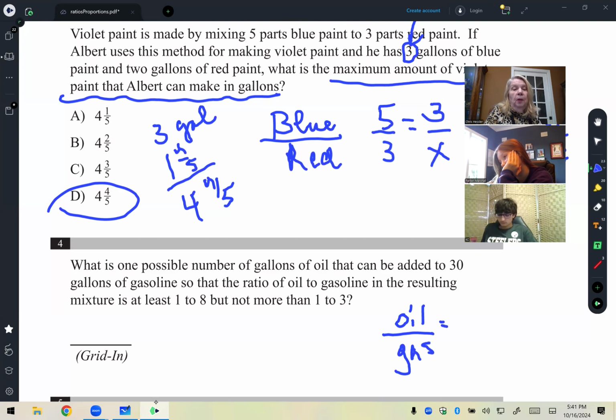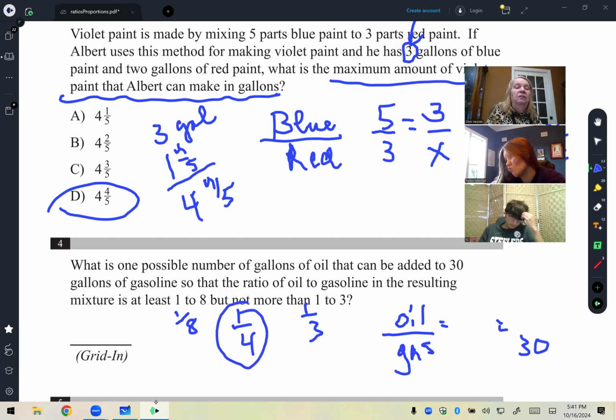And so we have 30 gallons of gas. But here's the trick. Let me not write that in yet. I'll put that over here. We want a mixture of lowest would be 1 to 8, highest would be 1 to 3. And I don't want to take the time. I'm just going to say it's going to be 1 to 4 because that's right in the middle. Why figure out the lowest amount and the highest amount? I'm just picking 1 to 4 just to pick a number in the middle.